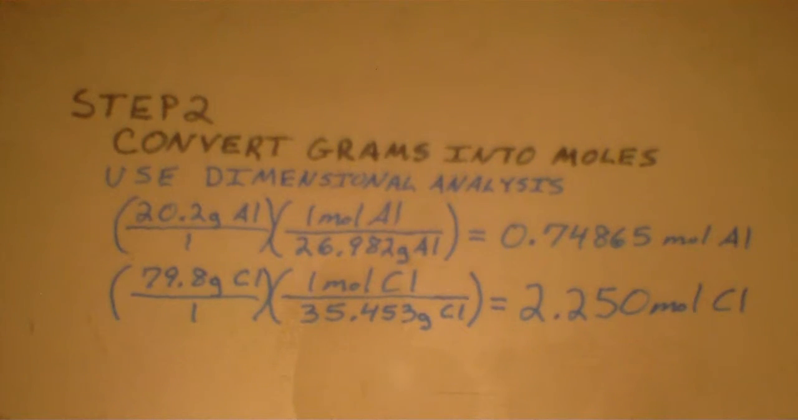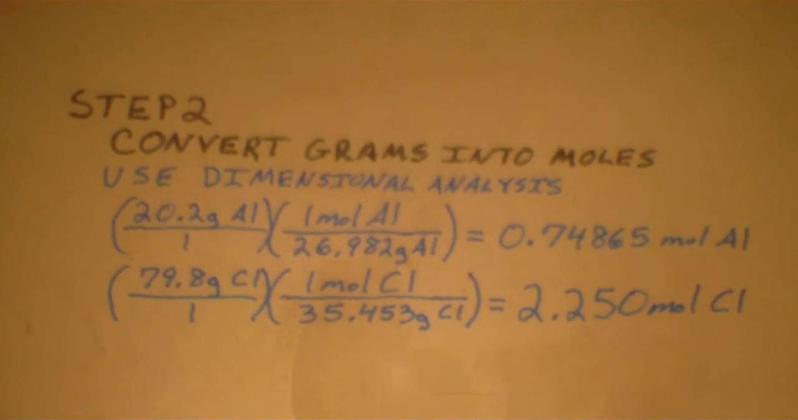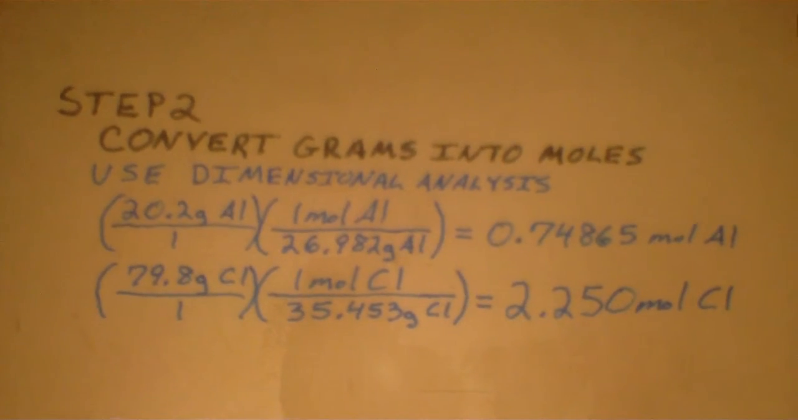Okay, now that we have grams, we're going to use dimensional analysis, periodic table, and a calculator, and we're going to convert everything into moles. So, 20.2 grams of aluminum, go to the periodic table, you see it's 26.982 grams per mole, invert that, use dimensional analysis, we end up with 0.74865 moles of aluminum. Same thing with chlorine, 79.8 grams of chlorine. Periodic table, you end up with 2.250 moles of chlorine, grams to moles. Good.